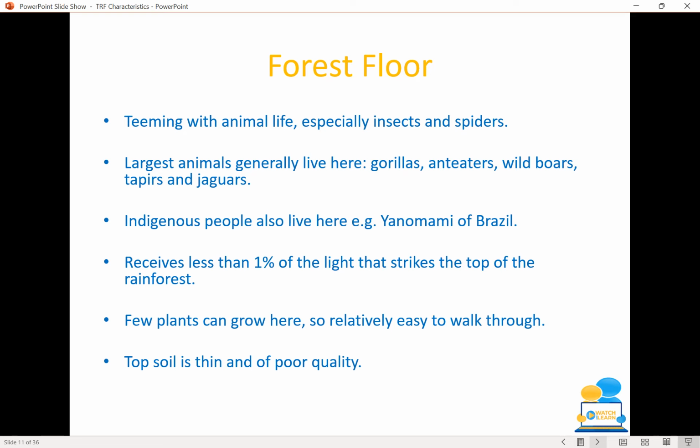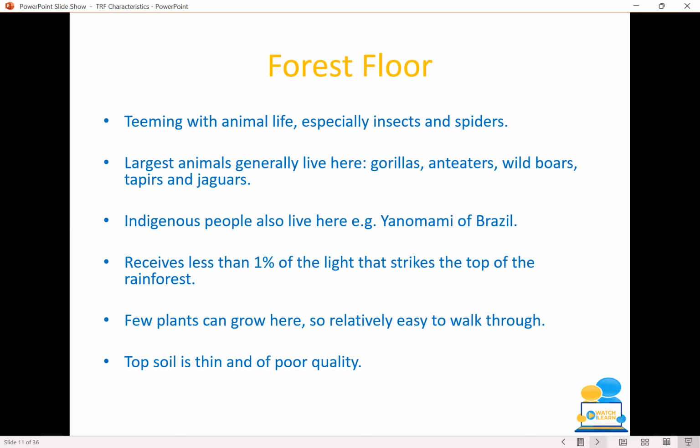The largest animals also generally live here. So you're talking about gorillas, you're talking about anteaters, who are obviously looking for those ants and insects that live on the forest floor. You're talking about wild boars, tapirs, and jaguars. So a number of different types of larger animals will also be found here close to the forest floor. And again, they will use things like camouflage to aid them in this part of the forest.